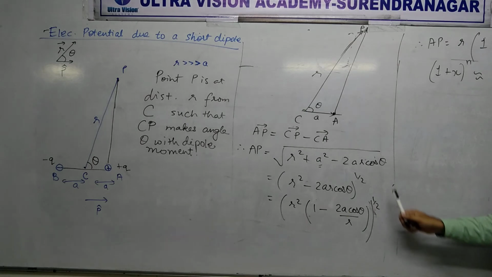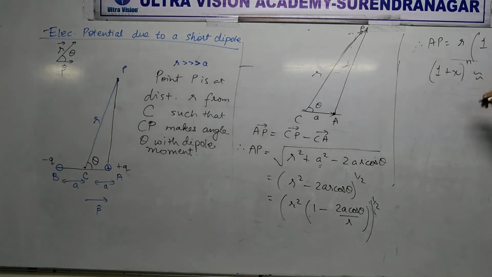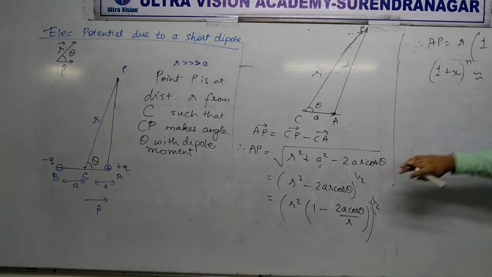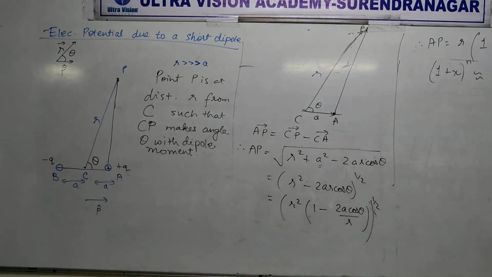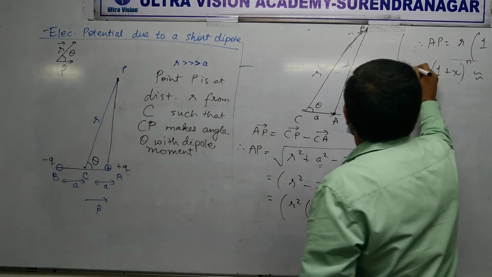Then what is at n's place? N is the power. What's the power? 1 by 2. And then x is the second term. So write the second term, 2a cos theta upon r. Clear? Using this.